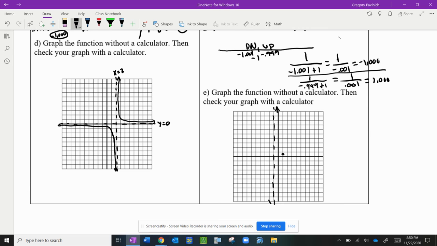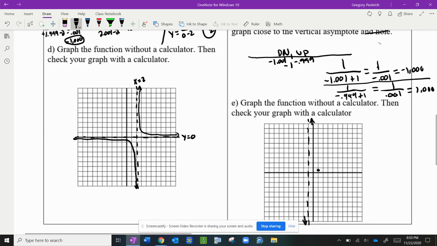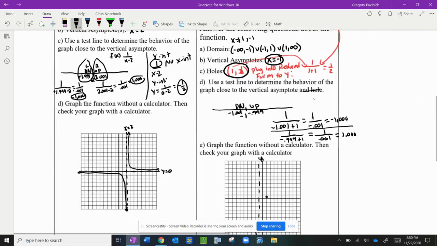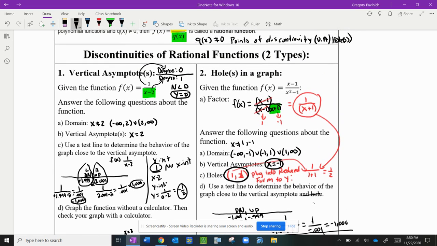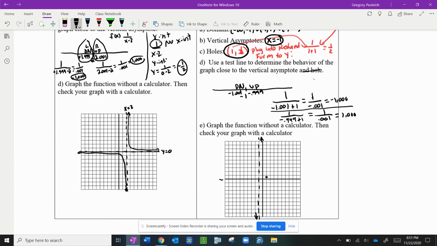I'm going to make it at least agree with my hole over there, right? I didn't have any x-intercepts, right? Because my one x-intercept of x equals 1 ended up being a hole. So I don't have an x-intercept there. But I do have my degree, right? The degree of my numerator is less than the degree of the denominator, so I know the end behavior. So I'll add that.